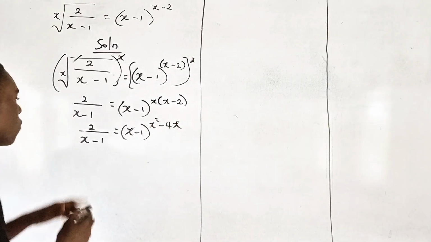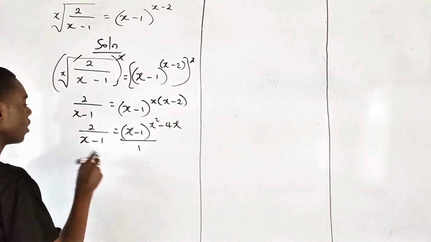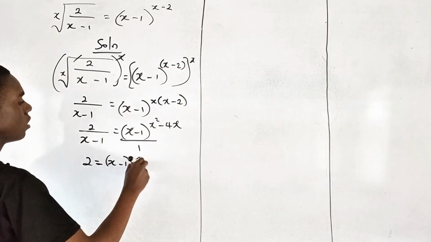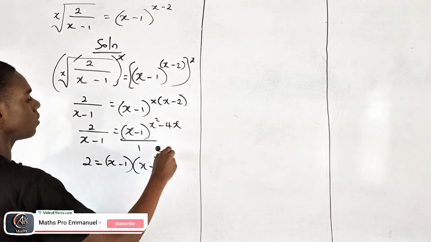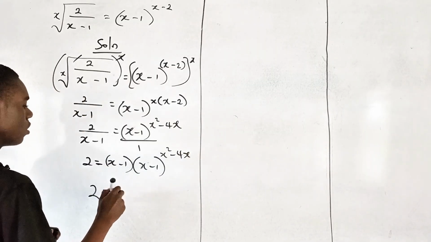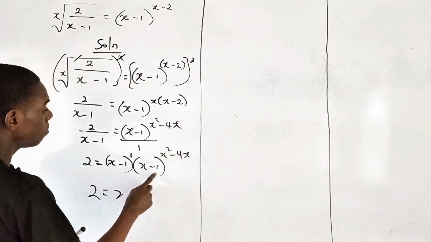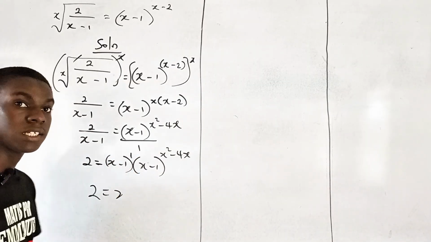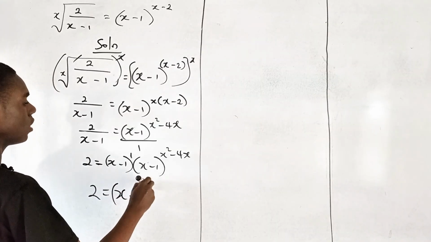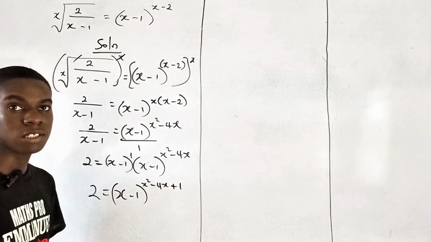That's it. So now from here I'll cross multiply. Cross multiply 1 times this, 1 times 2 is 2. And then x minus 1 times everything, x minus 1 all raised to the power of x squared minus 4x. So 2 will be equal to x minus 1. Don't forget that we have an invisible index of 1 here. So when the bases are the same and I'm multiplying, I'm going to add the indices. So if I do that now, x minus 1 will now be raised to the power of x squared minus 4x plus 1. I'm just adding the indices.